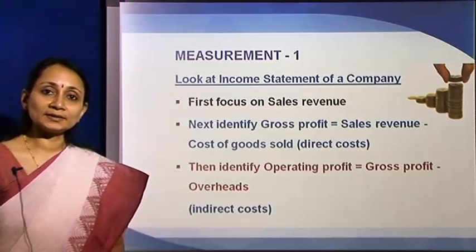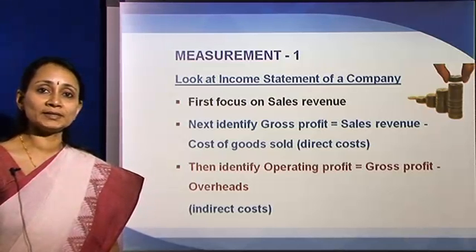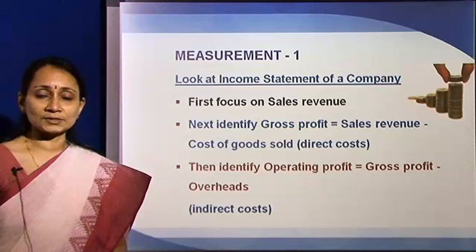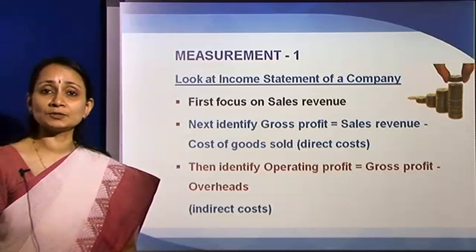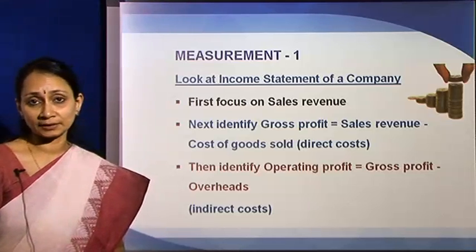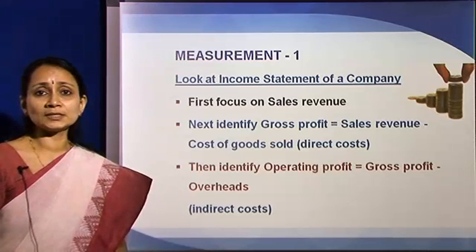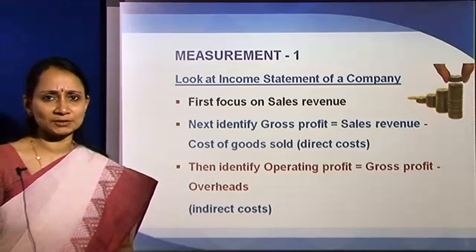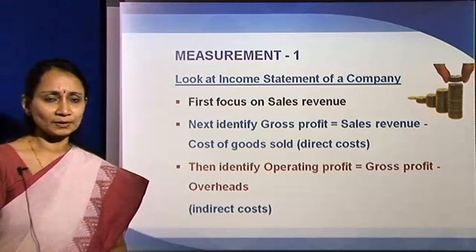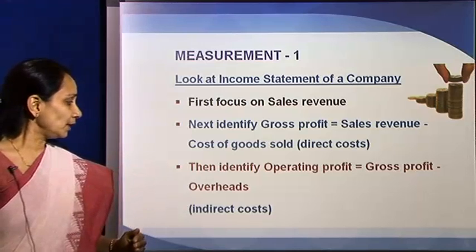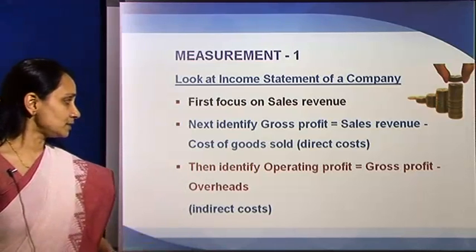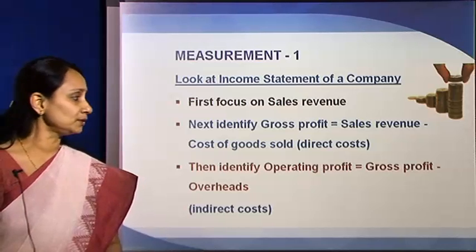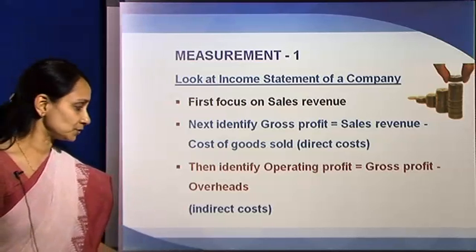Now, other than the direct expenses, there are the overheads incurred by a company. These are indirect costs, that is, costs that cannot be attributed to a product directly. Now, these include costs like traveling expenses, communication expenses, advertisement, and so on. Now, indirect costs or the overheads are reduced from the gross profit, and what we are left with is the operating profit.